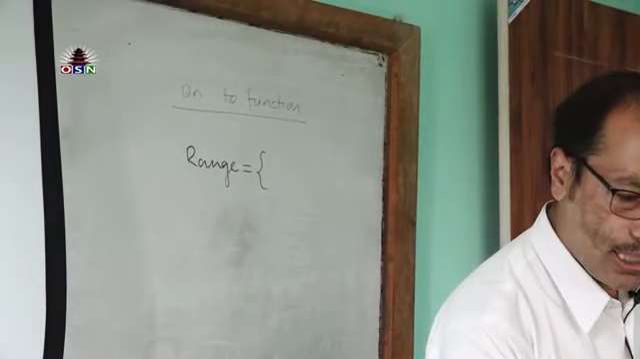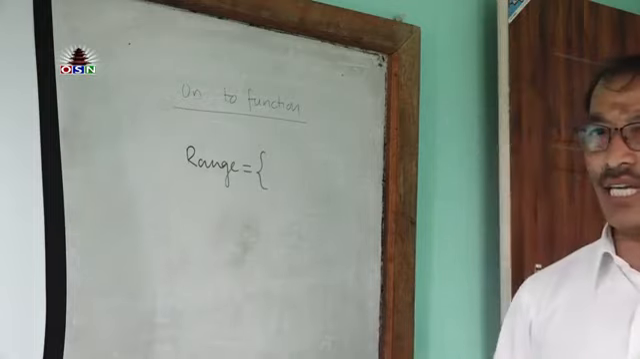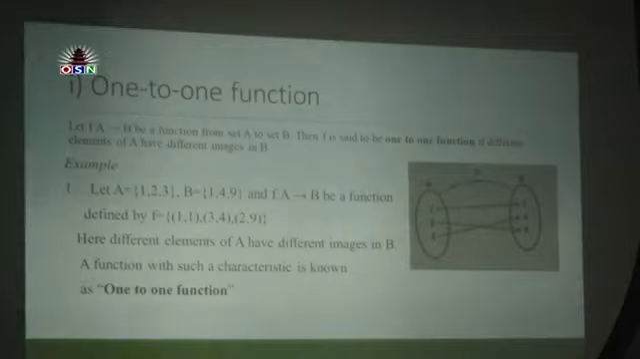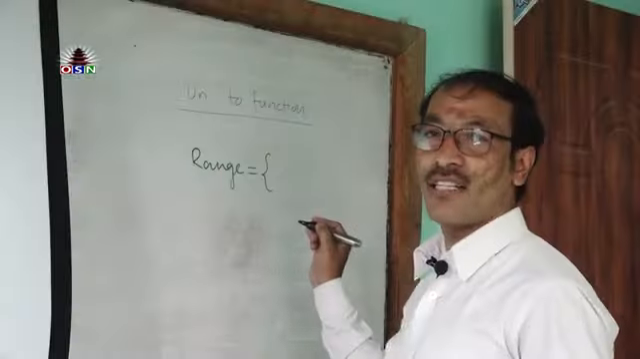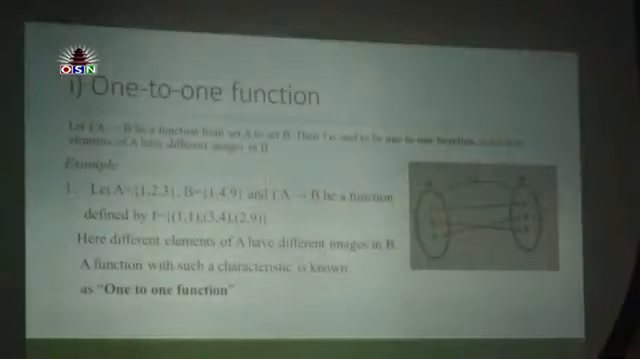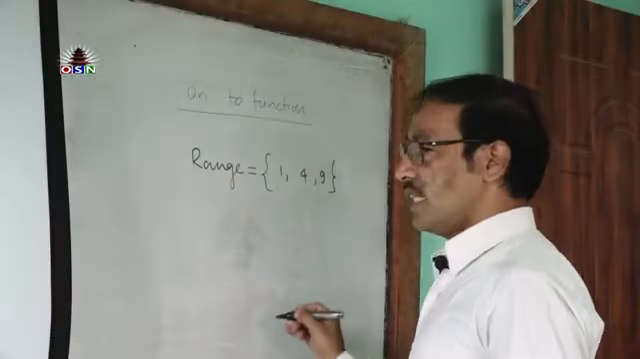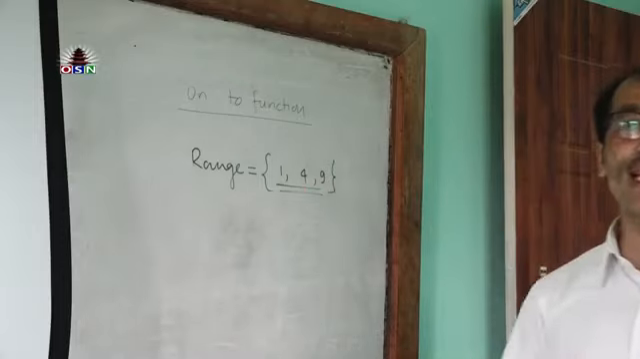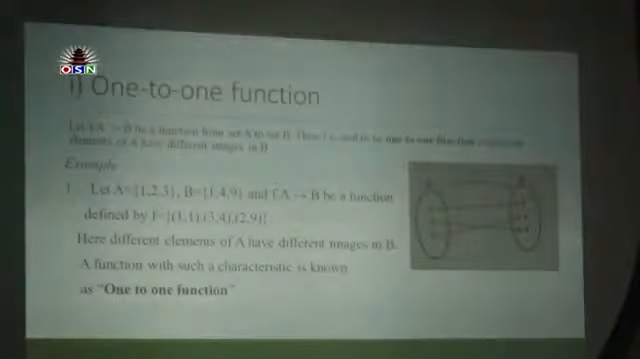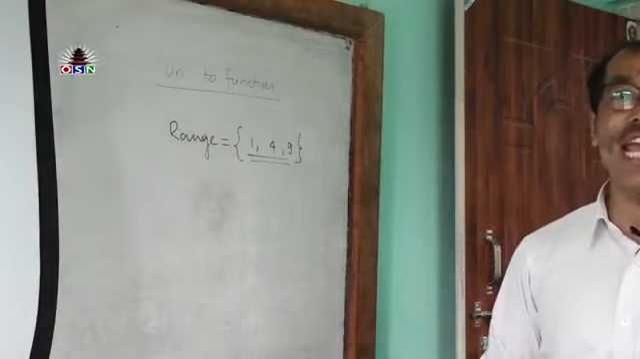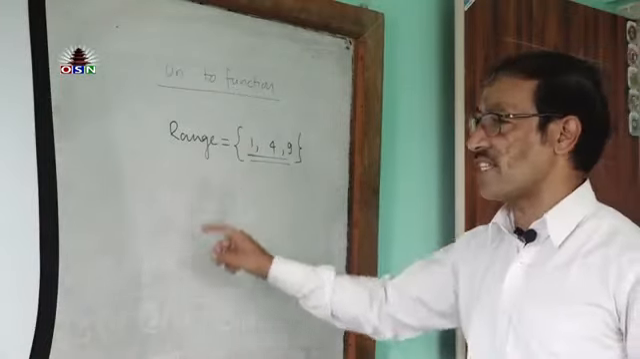Okay, please, I would like to go to the previous example again. Please, let's see the picture here. In this function, in this diagram, you check here. Range is a collection of all the images. 1 is an image, 4 is an image, and 9 is an image. This is a collection of images. There are 3 images in this picture. You can see here, there are 3 images, 1, 4, and 9. The collection of all those images is called range.